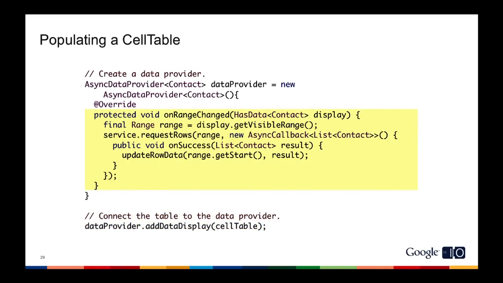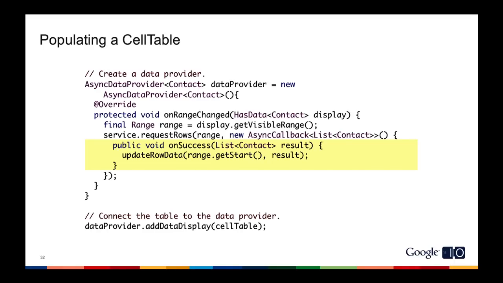OK. On-range change is called when the table is loaded and when the user pages. So if they're paging through, the range here is going to start, let's say, 0 through 50, then it will go 51 through 100. At this point, you can send an RPC request, or whatever you need to do, to get the data from the server. When it comes back, you call update row data with the new data.